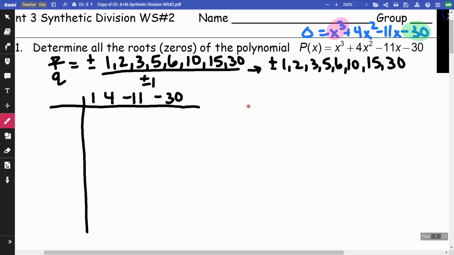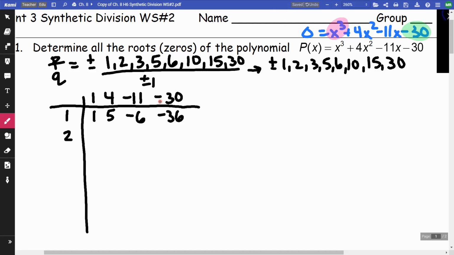So let me try a 1. I'm going to bring my 1 down, and I'm going to be doing my adding in my head and just putting the result here. So I brought my lead down, which is 1. 1 times 1 is 1. I add it to 4, and I get a 5. 5 times 1 is 5. I add it to a negative 11, and I get a negative 6. Negative 6 times 1 is negative 6. I add it to a negative 30, and I get a negative 36. So I'm going down, but hopefully I'll start coming back up.